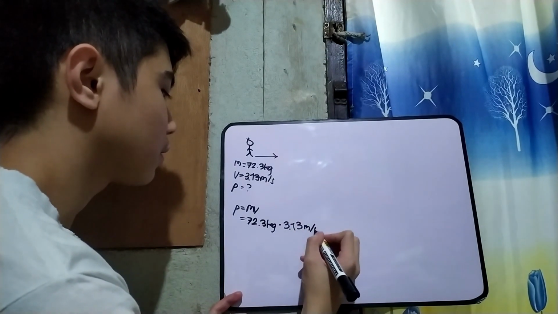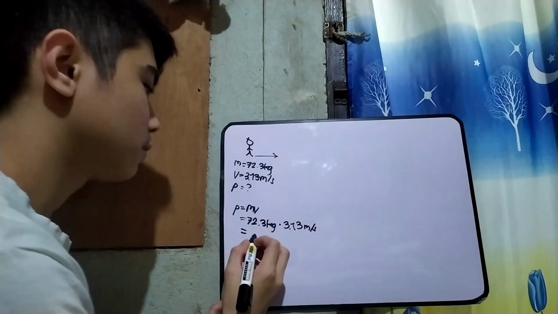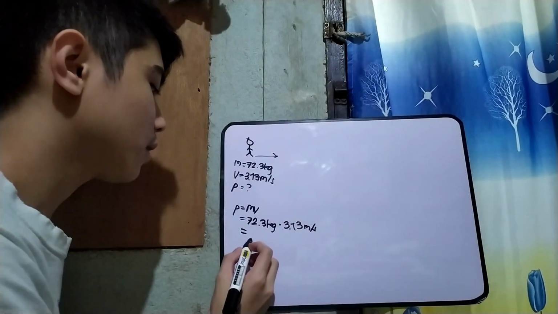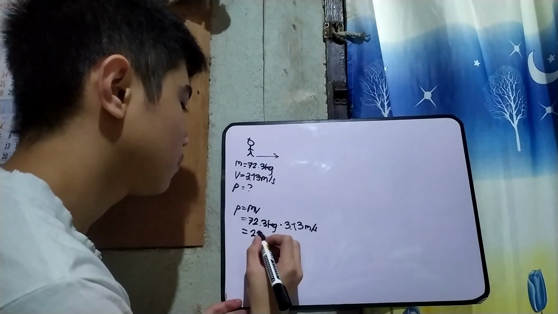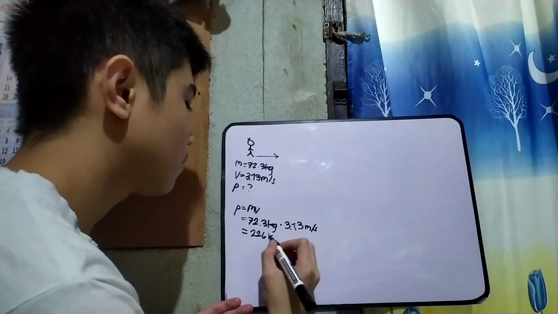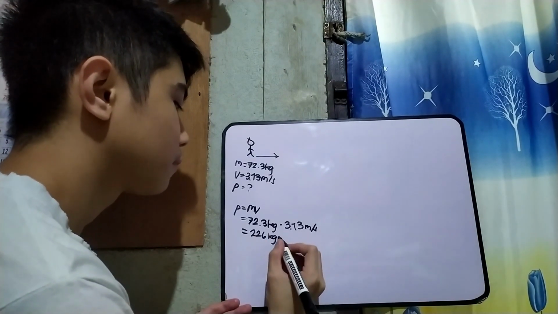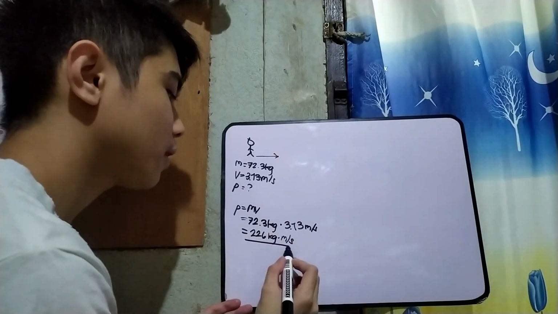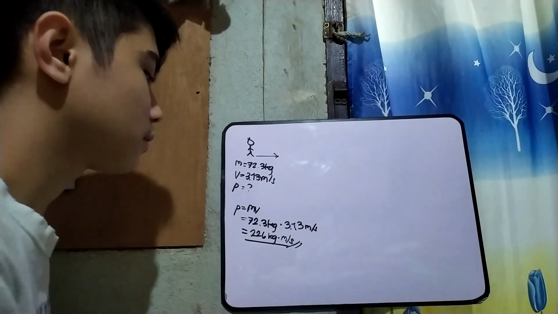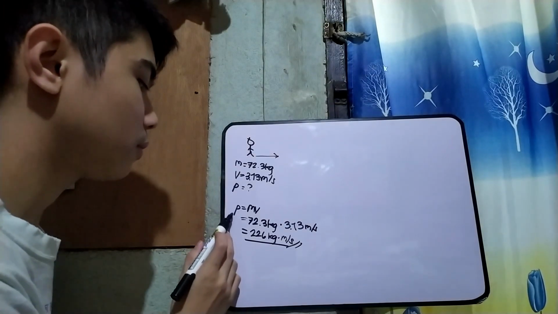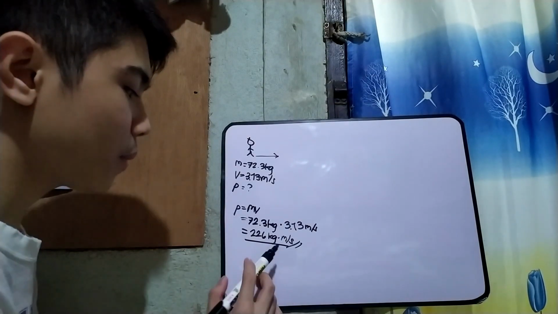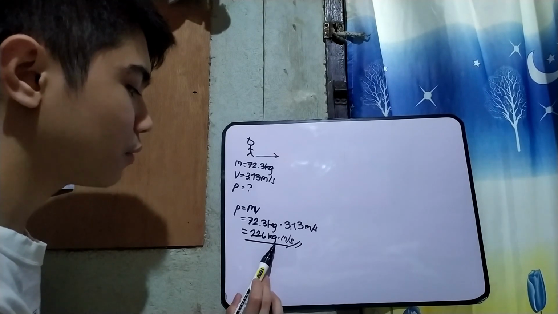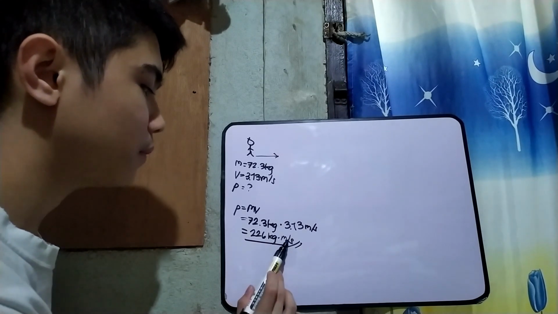meter per second. So pag kinalculate yan, ang magiging final answer ay 226 kg times meter per second. So ito na yung final answer na yung momentum nga. Yung momentum, ang unit niya is kilogram times meter per second.